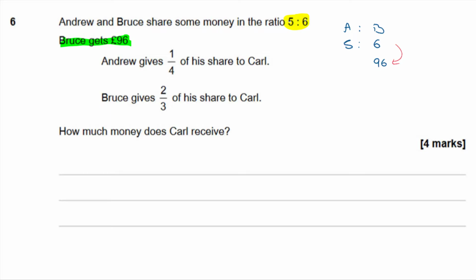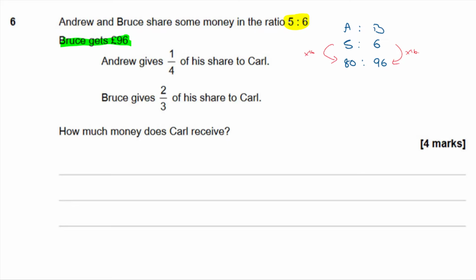What's that? 16 times? Okay, so 16 lots of 6 is 96. So on the other side, 16 lots of 5, that's 80, isn't it? So that's going to be 80 to 96. So that's the amount that Andrew and Bruce get.